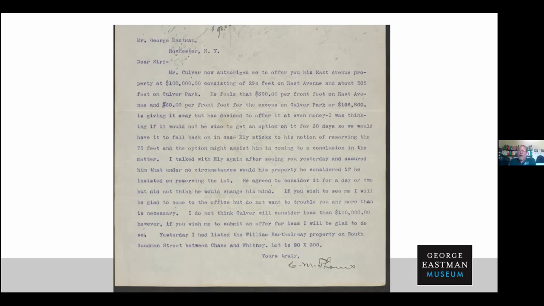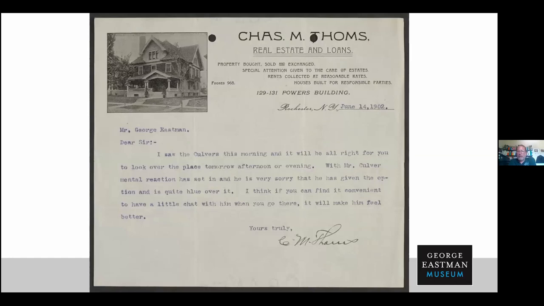Awful lot of money for 8 acres. There was only 8.5 acres. Nowadays, I'm sure it would be a steal, but back then seems to be an awful lot of money to have spent. So Eastman considered it. And 4 days later, he got another letter from his lawyer stating that Culver seems to be ready to have Eastman come over and take a look at it.